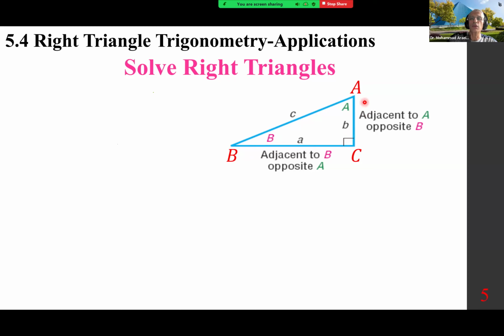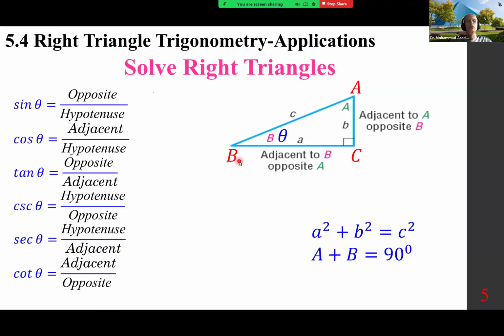Because this is 90 degrees and all the interior angles add up to 180, these two must add up to 90. So capital A plus capital B must be 90 degrees. If we call this angle theta, we normally call it angle B, but either way is fine. Then we have the following definitions.